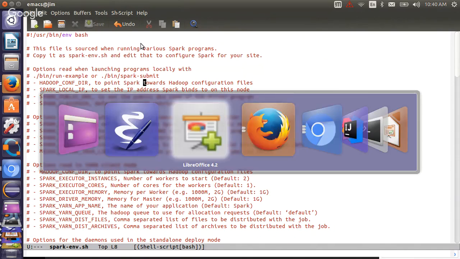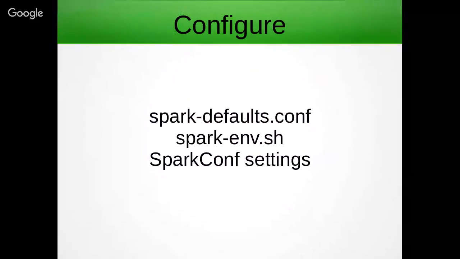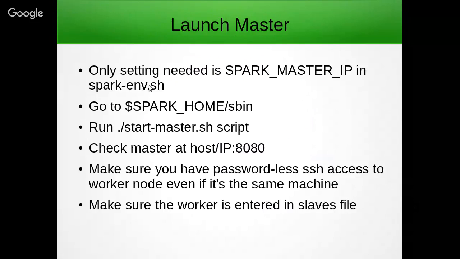Okay, let us move on here. We looked at these three things: spark-defaults.conf, spark-env.sh, and the Spark conf settings. I talked about most of this. The only setting that I've found that I really need is Spark master IP. So now we're going to launch a master. We're going to go to our Spark home and sbin. There's two things, bin and sbin. And they're going to run this start-master.sh script.